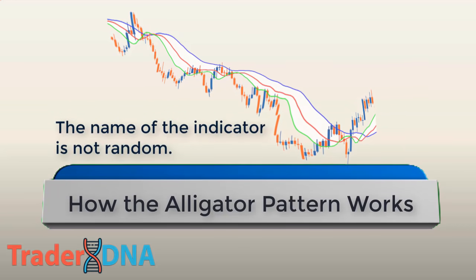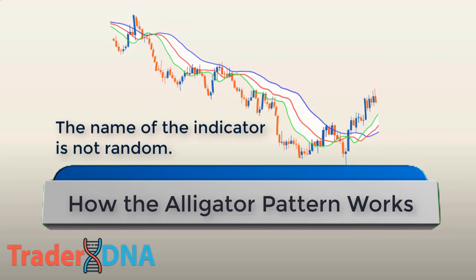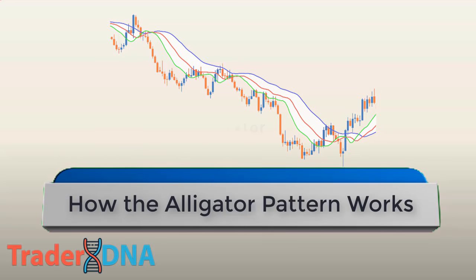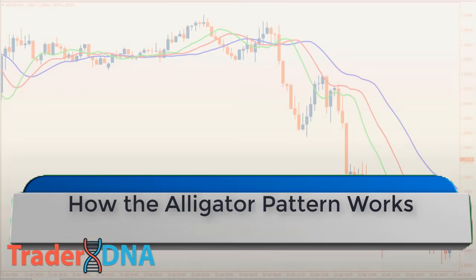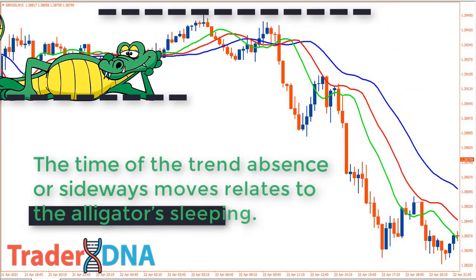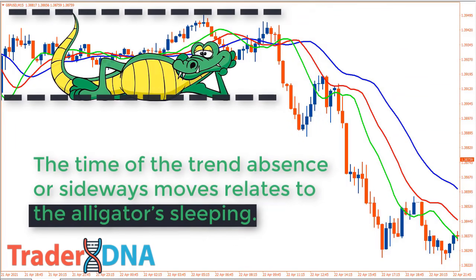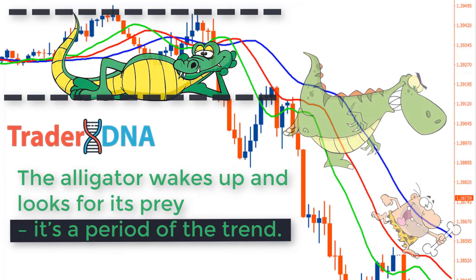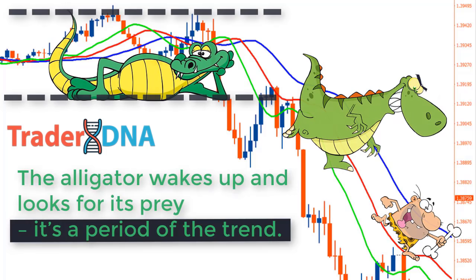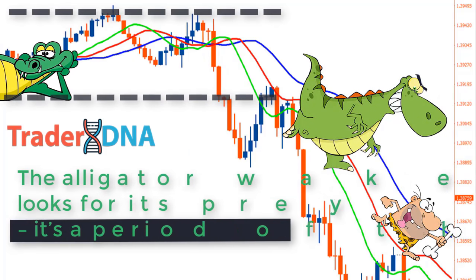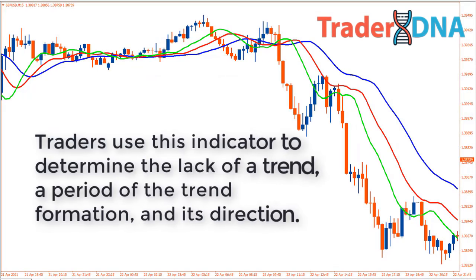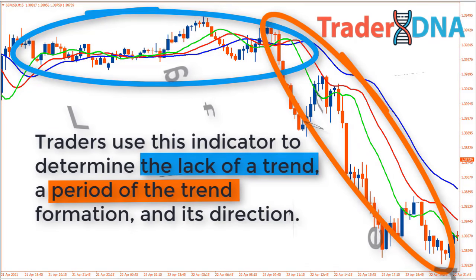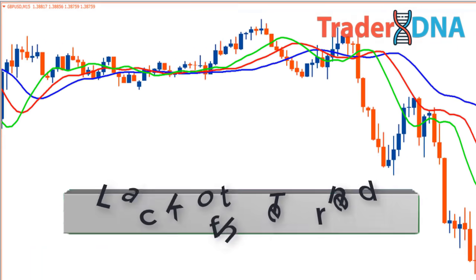Bill Williams created the analogy with the alligator to describe the behavior of the market according to the phases of the alligator's daily routine. For example, the time of the trend absence or sideways moves relates to the alligator's sleeping. After the alligator wakes up and looks for its prey, it's a period of the trend. The trend strength depends on the length of the sideways trading, as the alligator's hunger depends on how long it was sleeping. Traders use this indicator to determine the lack of a trend, a period of the trend formation, and its direction.